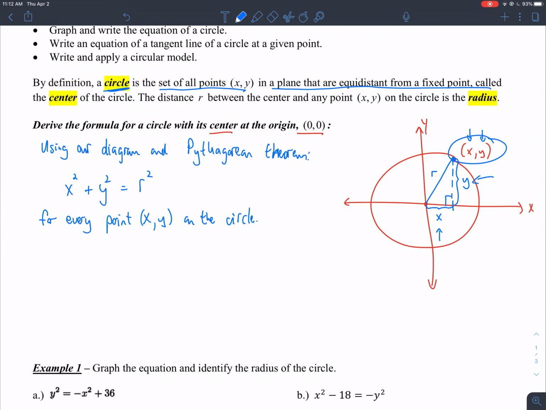Kind of yes and no. You have to write, my logic here comes from my picture. Okay, so using our diagram, that would be good. And then say, what is it in my picture that allows me to make that statement? Well, it's the Pythagorean theorem that I'm using. Okay, and then this works for every point in the circle.